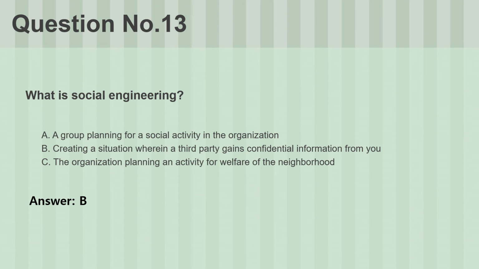Question number 13. What is social engineering? A. A group planning for a social activity in the organization. B. Creating a situation wherein a third party gains confidential information from you. C. The organization planning an activity for welfare of the neighborhood. Answer: B.